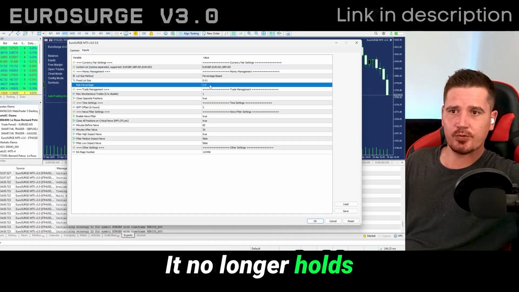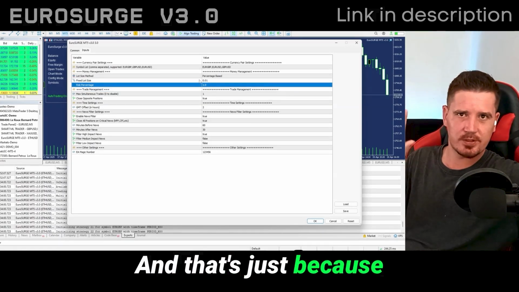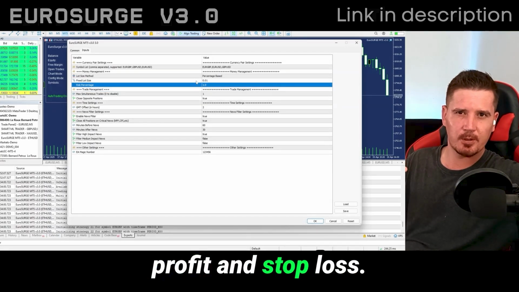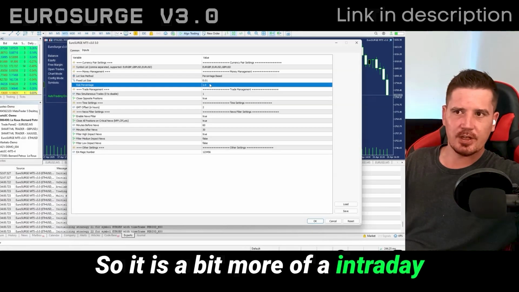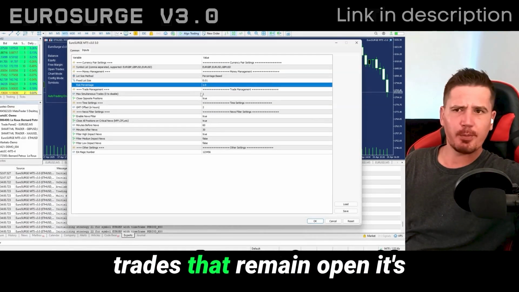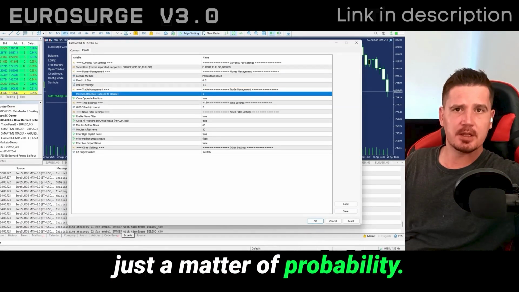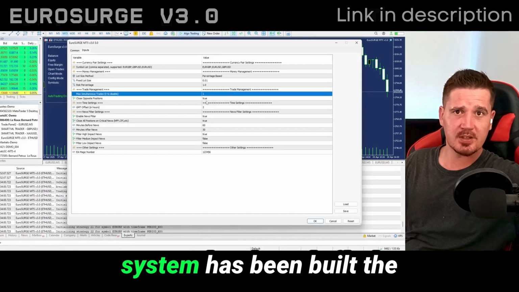It no longer holds trades forever, and that's just because I've narrowed the take profit and stop loss, so it is a bit more of an intraday trader. There will be some trades that remain open. It's just a matter of probability. That is how this entire system has been built.